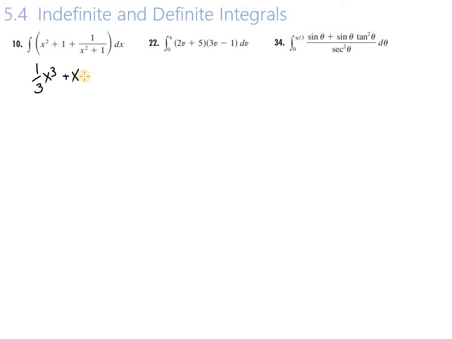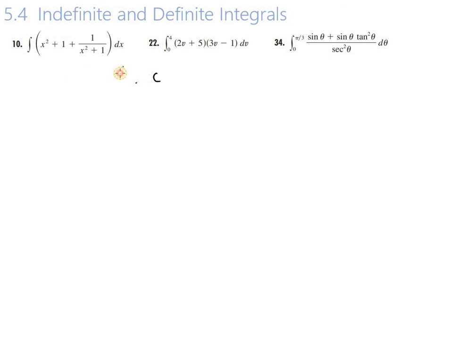The last bit will be a plus inverse tangent of x. And because this is an indefinite integral with no limits, we'll put a plus c on the end. Okay, and that's it for number 10. So let's move on to number 22, and I'm going to go ahead and erase this one.